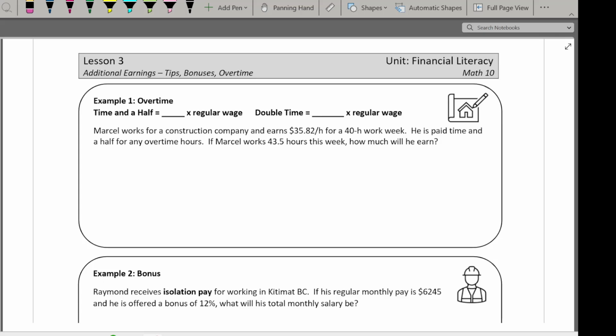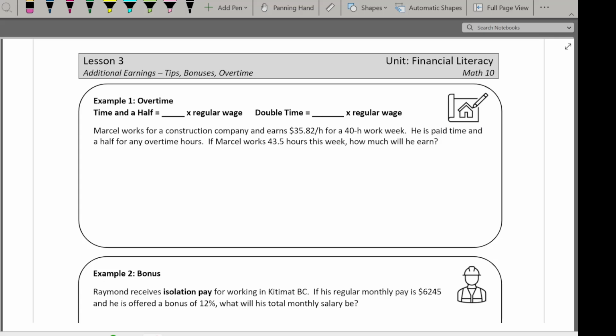This is lesson 3 in the financial literacy unit. We are learning about additional earnings today. So we've already talked about hourly wages, salaries, commission, piecework in lessons 1 and 2. Today we're learning about additional earnings. So tips, bonuses, overtime, things like that. So let's do our first example, which is talking about overtime.